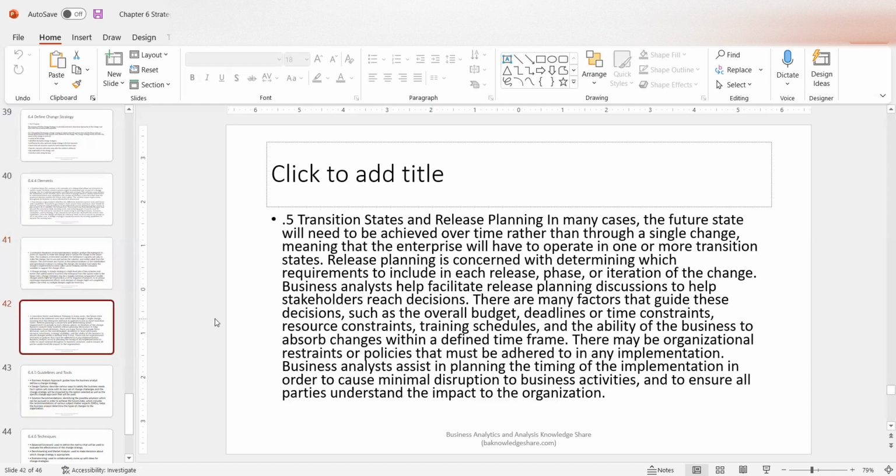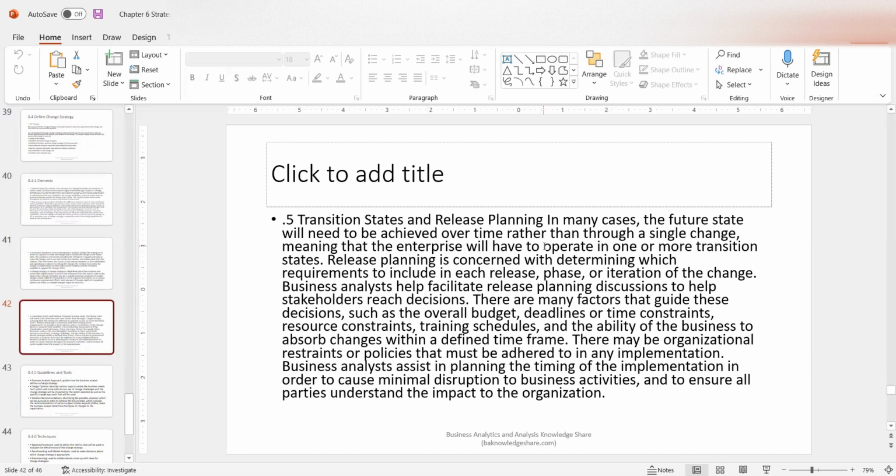Transition states and release planning, so that's the fifth element. In many cases, the future state will need to be achieved over time rather than through a single change, meaning that the enterprise will have to operate in one or more transition states. Release planning is concerned with determining which requirements to include in each release, phase, or iteration of the change. Business analysts help facilitate release planning discussions to help stakeholders reach decisions.